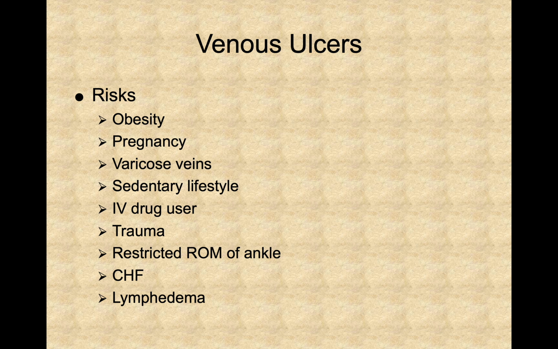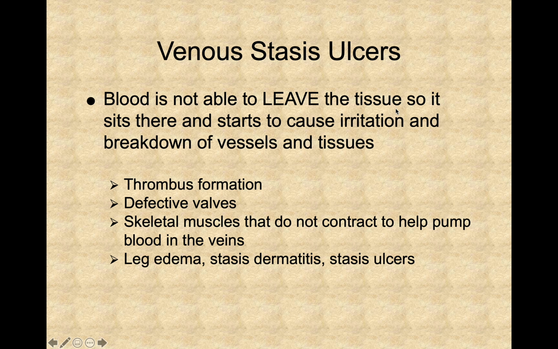But yeah, I'm not going to read this whole slide to you. But ultimately, what's happening with these venous stasis ulcers is, remember, veins return blood back to the heart. And so with venous stasis ulcer, blood is not able to leave the tissue. So it just sits there, and it starts to cause irritation to the vessel, breakdown of the vessel and tissues. And we start to have development of wounds, really.